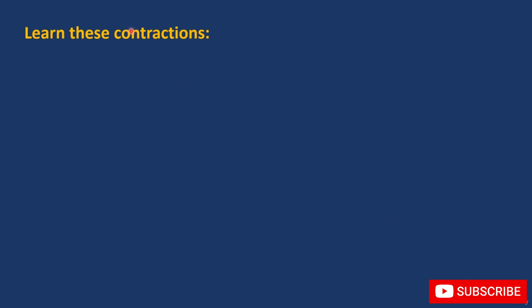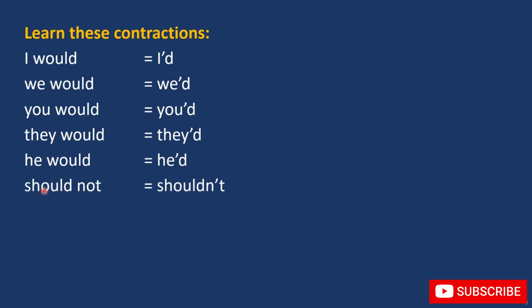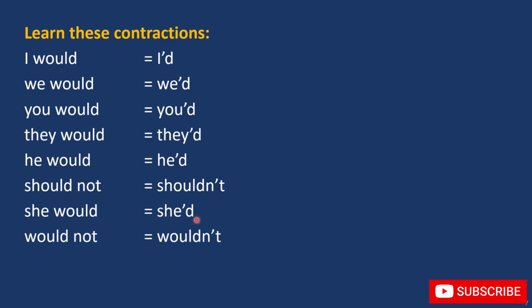Here we have some contractions that we have to know. So learn these contractions. I can say I would or I'd. We would. You would. They would. He would. Should not. Shouldn't. She would. Would not. Wouldn't.